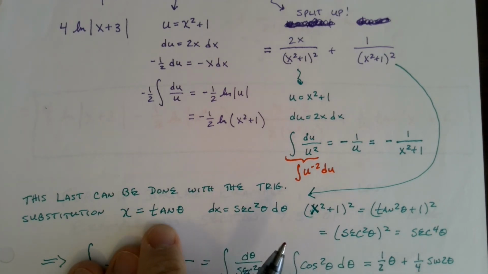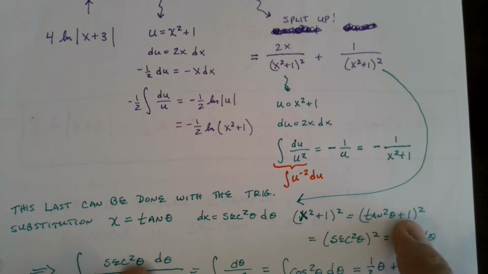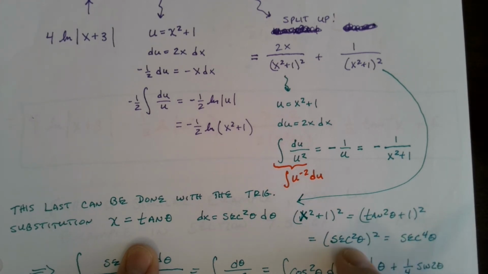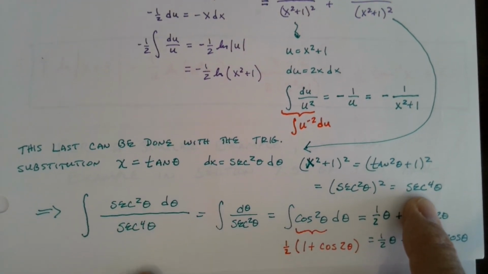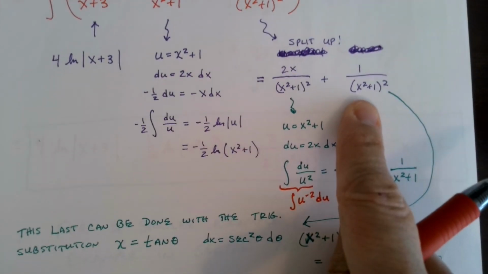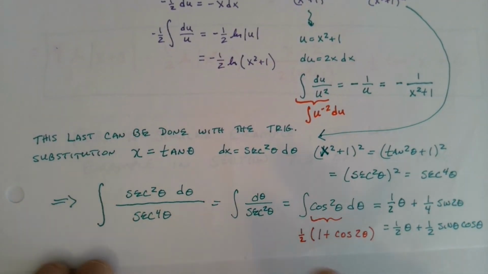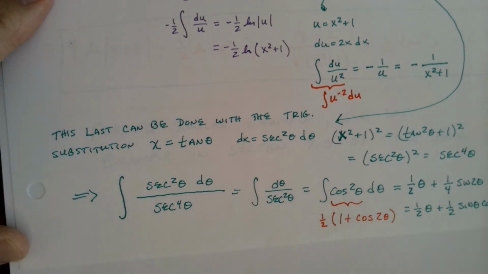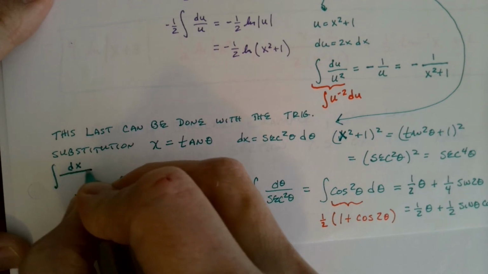And why did I choose x to be tangent theta? Well, because x squared plus 1 is then going to be tangent squared theta plus 1, since x is tangent theta. But tangent squared theta plus 1 is secant squared theta, and secant squared squared is secant to the fourth. So I'm able to rewrite that x squared plus 1 in terms of secant. And so up top, I get dx. Don't forget, the dx is still there. So really this is looking at the integral of dx over x squared plus 1 all squared.